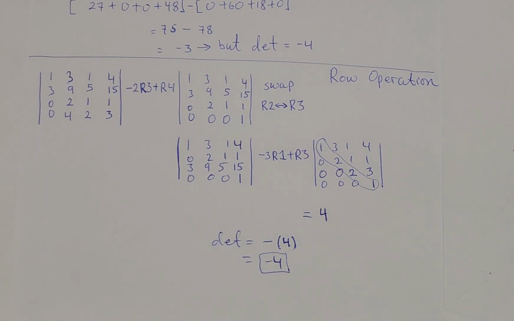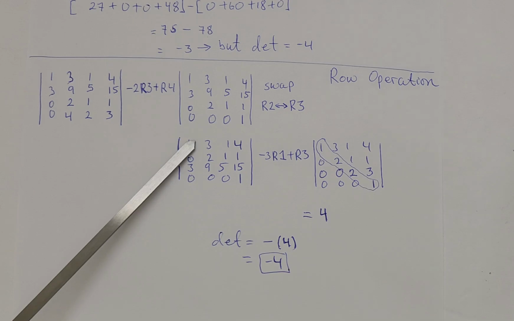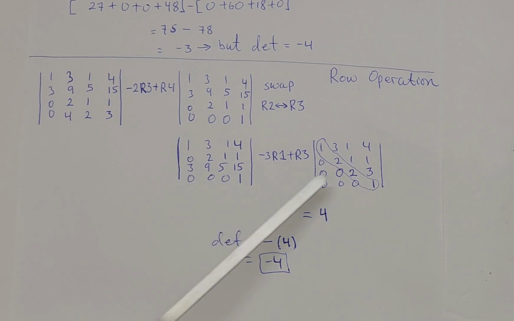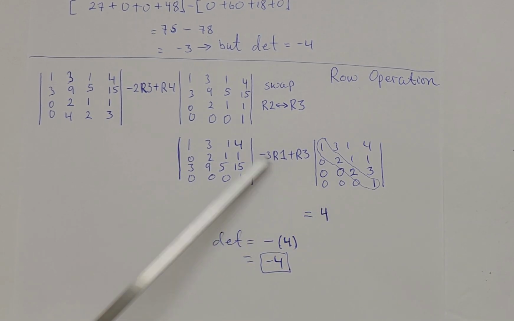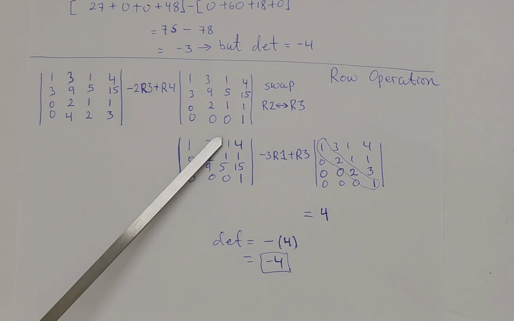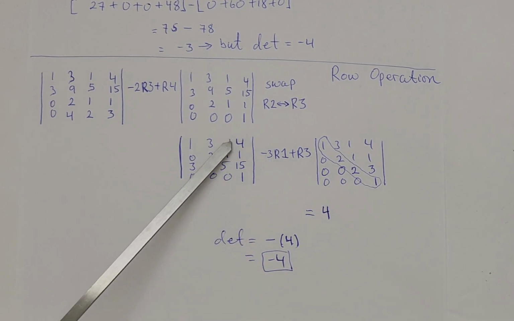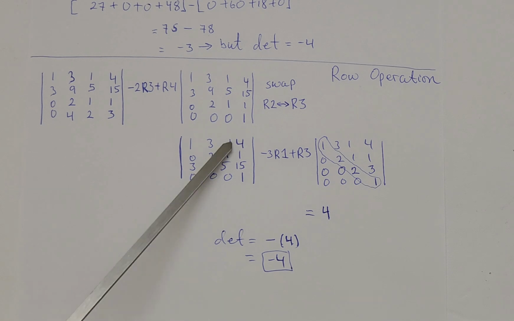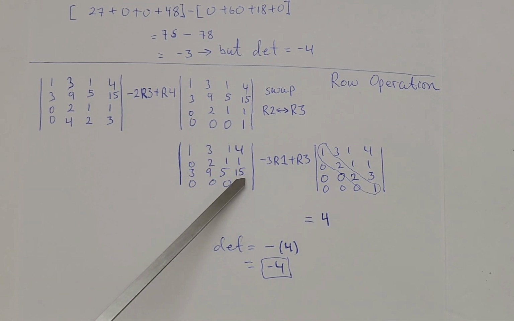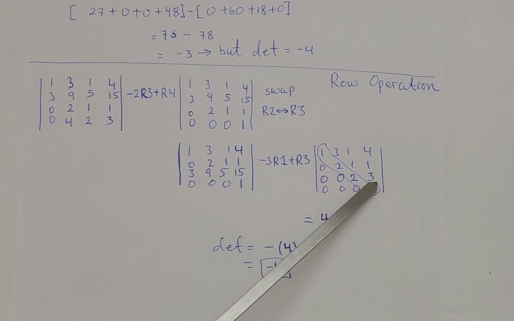Okay, so one more time. Negative 3 times 1 is negative 3. Negative 3 plus 3 gives me the 0. Negative 3 times 3 gives me negative 9. Negative 9 plus 9 gives me 0. Negative 3 times 1 gives me negative 3. Negative 3 plus 5 is this 2. Negative 3 times 4 gives me this negative 12. Negative 12 plus 15 gives me this positive 3.